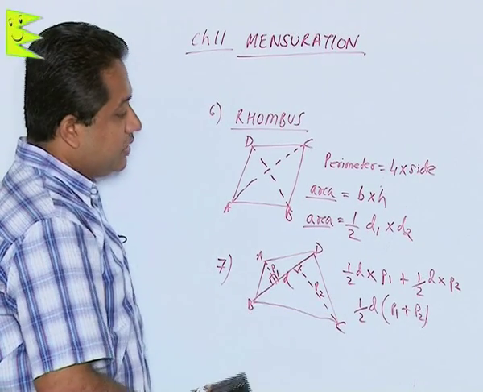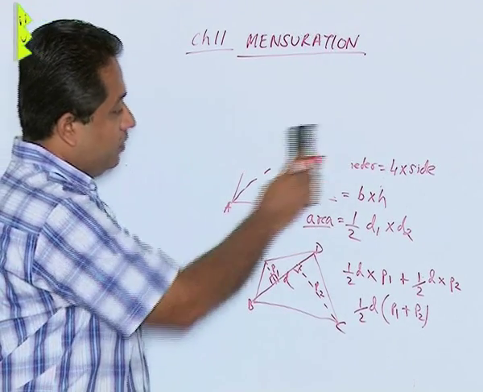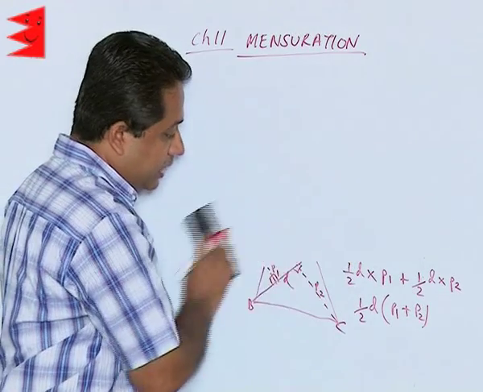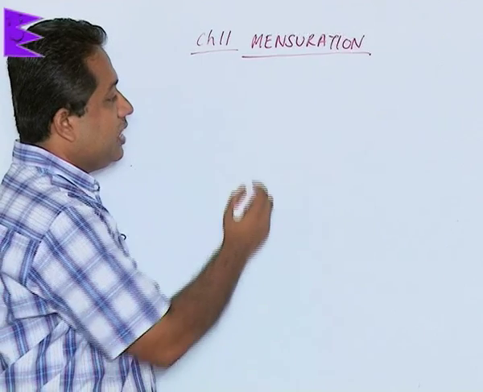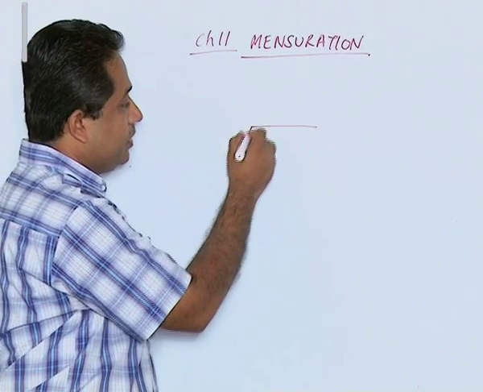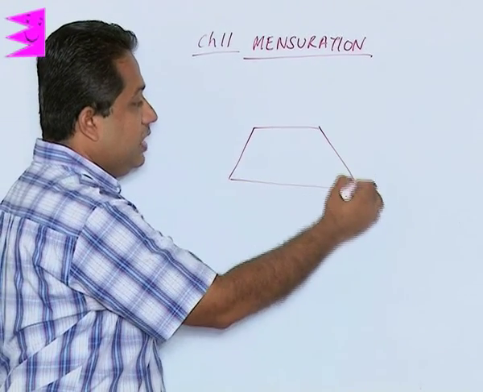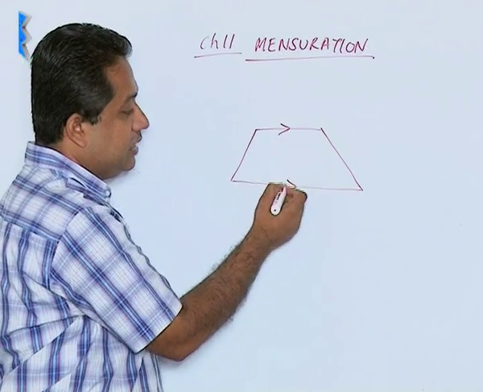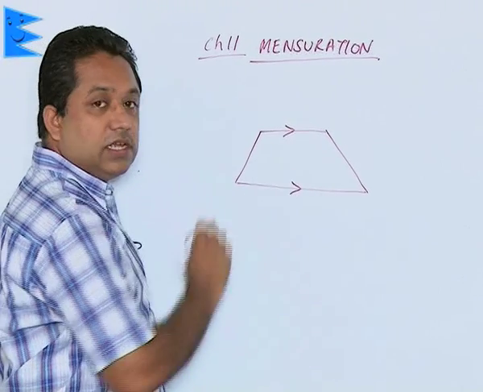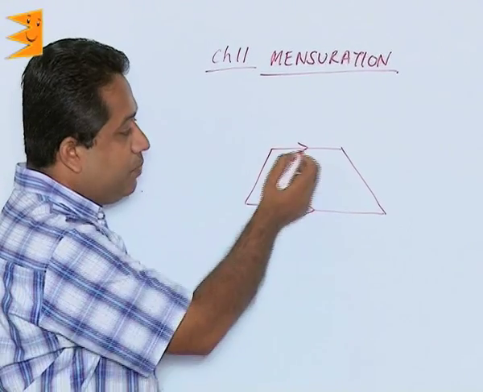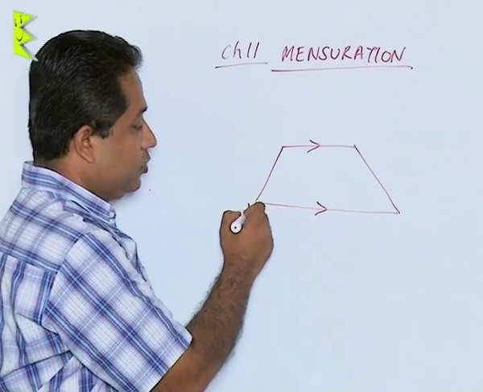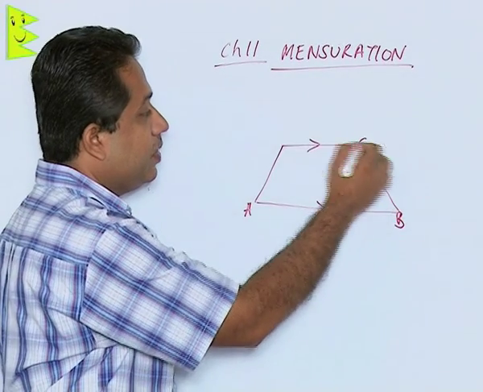Then we look at some other figures. We have already seen square, rectangle, parallelogram, rhombus, circle. Now we are going to see another figure, that is called a trapezium. Now, in a trapezium only two sides are parallel to each other, the other sides are not parallel. If this is also parallel, then that becomes a parallelogram. So, one pair of opposite side is parallel. So, this figure is a trapezium.